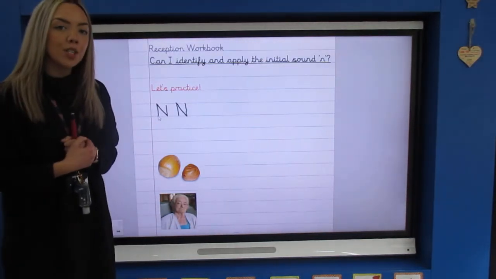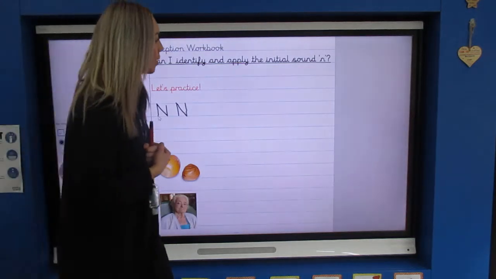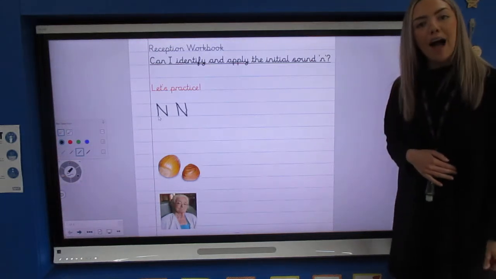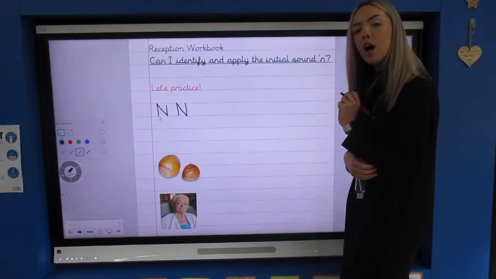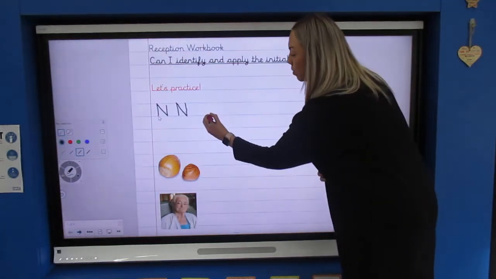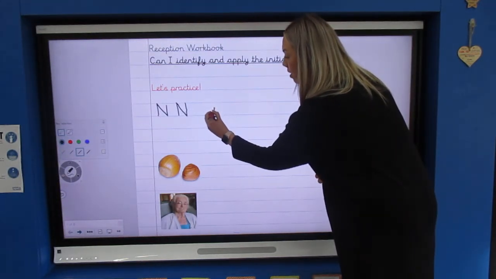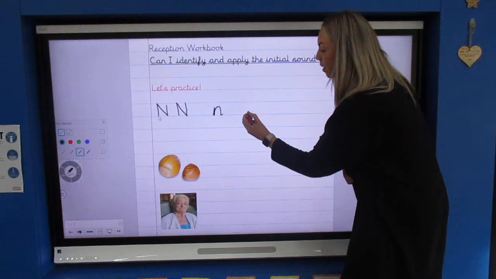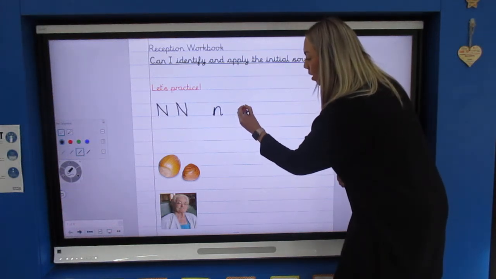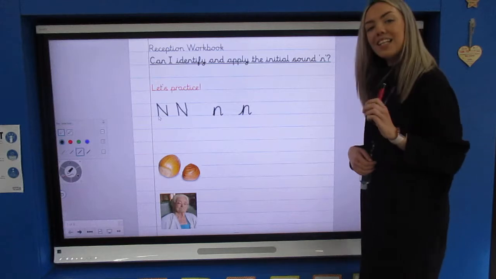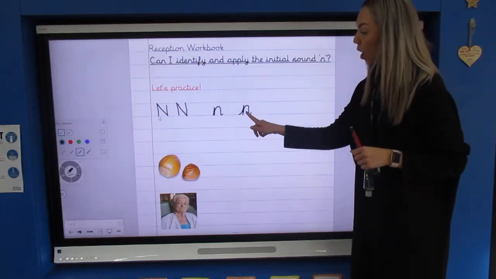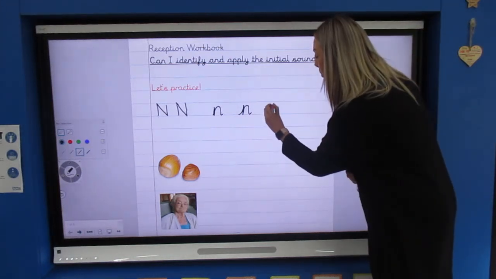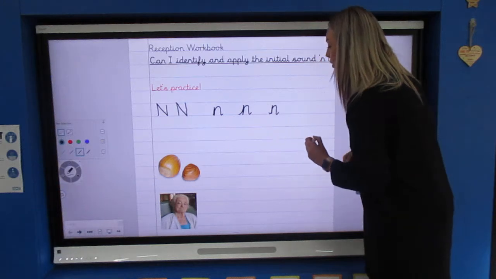And then we're going to have a go at our sound n, which is the lowercase letter, okay, and it's up here to remind us. So let's have a go at that one, okay? Now remember, we always start on the line with our lowercase letters, and we're going to go up, down, up and over, and then a little flick. Okay, let's do it together again. Up, down, over, and a little flick. So it's a little bit like a capital N but our stick doesn't go all the way up to the top line. One more time. Up, down, over, and a little flick.